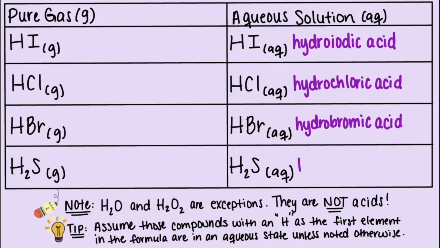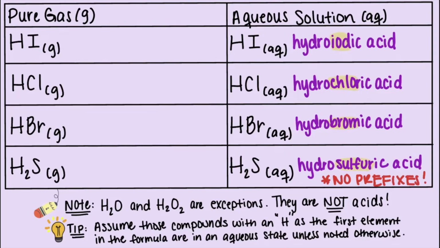And lastly, H2S, we name it hydrosulfuric acid, where the S comes from sulfur. Note that this is not hydrosulfic acid. Teachers love throwing that one in as a trick. It's hydrosulfuric acid. And remember, prefixes are not used when naming aqueous binary acids. So even if you see H2S, you don't call it dihydrogen sulfuric acid to show that there's two hydrogens present. No. We do not use prefixes here. Prefixes are only used for naming covalent compounds.